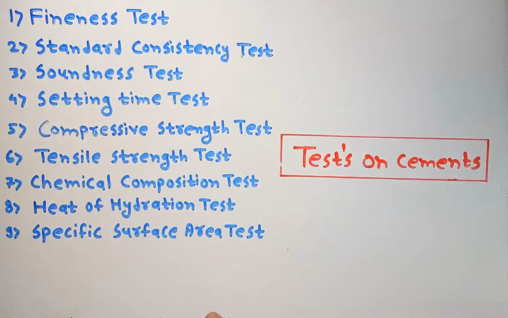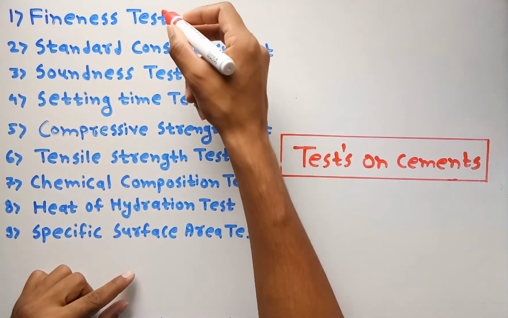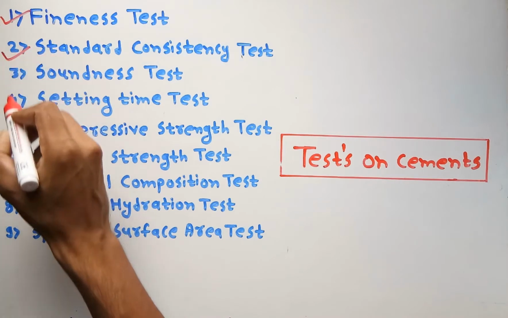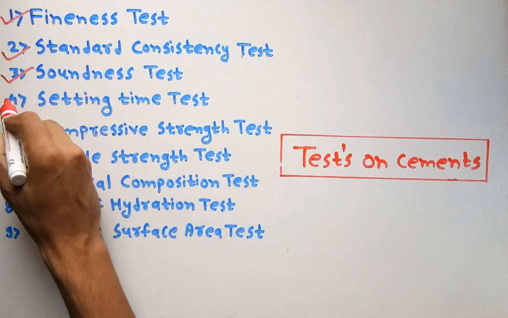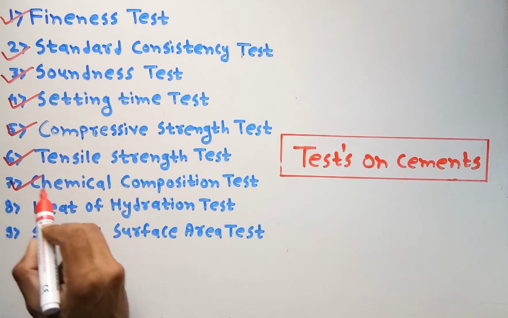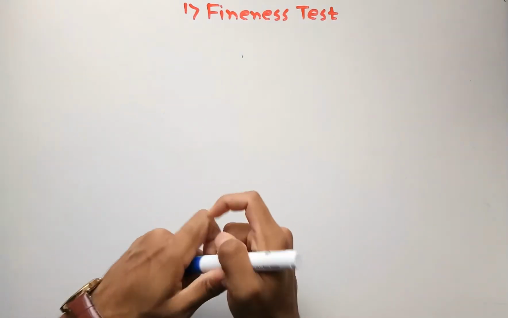So in this video we are starting with the new topic, that is tests on cement. We will go through these 9 tests. First test, that is fineness test, then standard consistency test, soundness test, setting time test, compressive strength test, tensile strength test, chemical composition test, heat of hydration test, and specific surface area test. So this is our first test, that is fineness test.